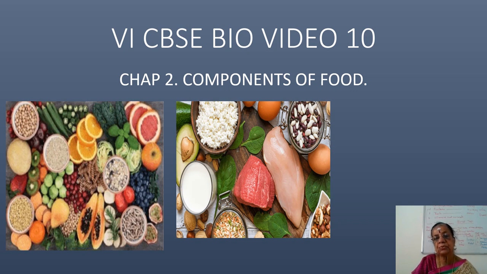The components of food, we have learnt as carbohydrate, protein, fat, vitamins and minerals. Along with that, we need dietary fibers and water. What are the components of food we know as carbohydrate, protein, fat, vitamins and minerals. Along with that, other than that, roughage, what we call dietary fiber, and water.